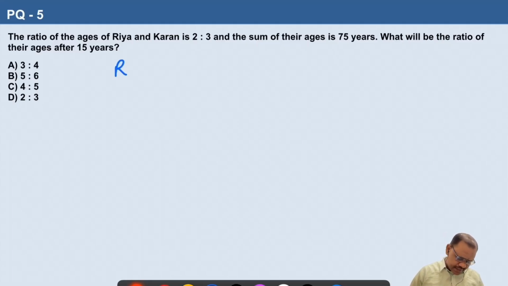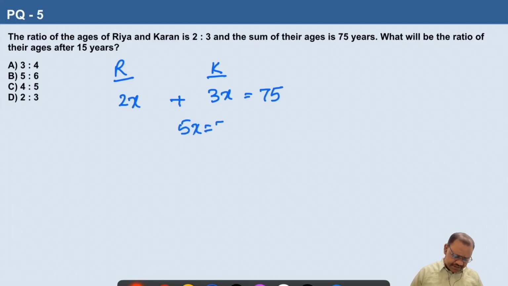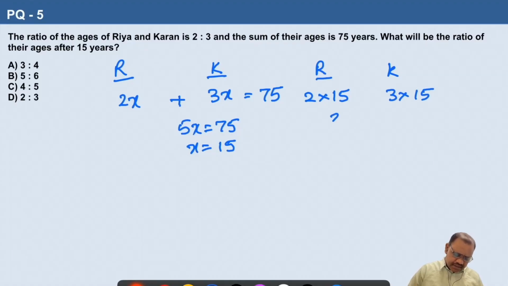Ria and Karan. So the ages are in the ratio of 2:3. Assume 2x and 3x. Sum of their ages is equal to 75. 5x is equal to 75. X is equal to 15. So what are their ages now? Ria and Karan. So 2x, 2 into 15, 3x, 3 into 15. 30 and 45.